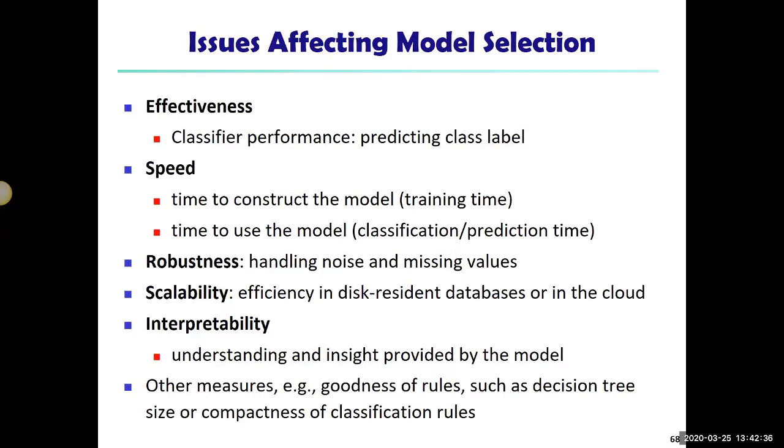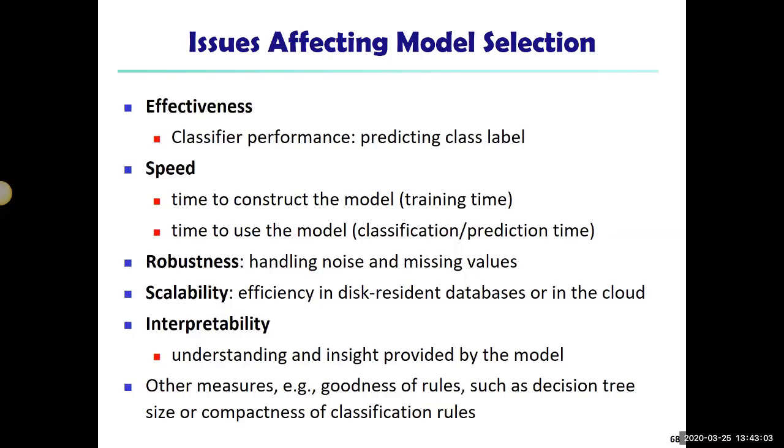I have a question here. Would robustness and effectiveness for noise and missing values not show up when you're doing your testing? So it may affect your precision or your recall. That's a good catch. I need to update the slides.